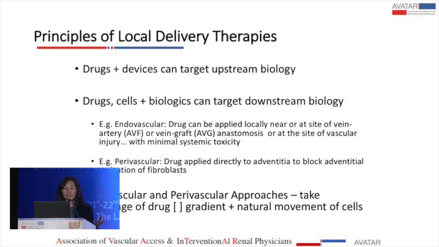We can have perivascular approaches so that the drug can be applied directly to the adventitia to block the adventitial activation of fibroblasts, and I'm going to show you that in a minute. And one of the key principles is that when we have endovascular and perivascular approaches, we can actually take advantage of the drug concentration gradient and the natural movement of the cells. So what do I mean by that?